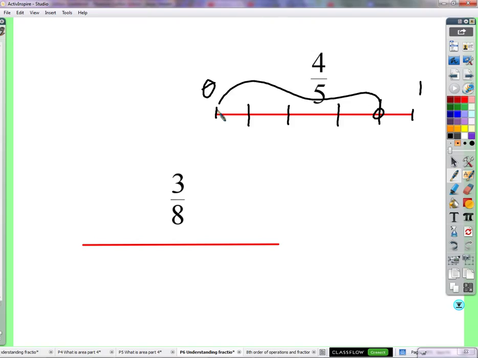There. All right, fair enough. That's 4/5. Agreed? Yep. Yes. Agreed. Okay, 4/5. 4/5 of what? Five slices. Alright, Carlos, can you show us 3/8?